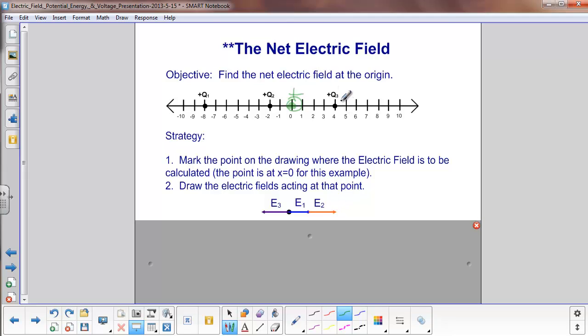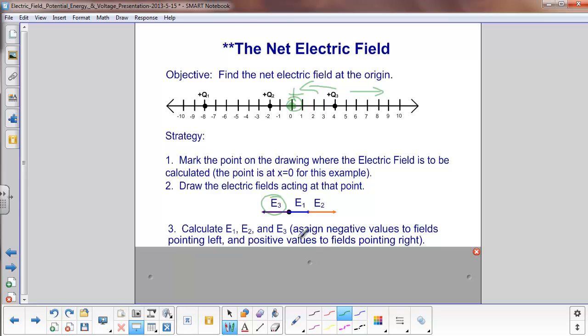Now here's where the issue comes in. Q3 is a positive charge, and the electric field will be going that direction and that direction. So if there's a positive test charge here, it's going to feel a force to the left. And here you have E3 going to the left.